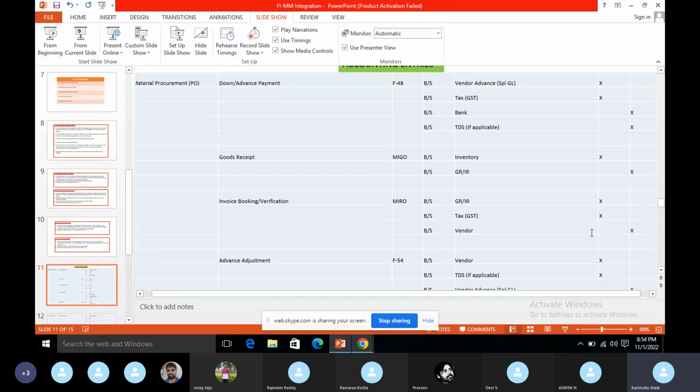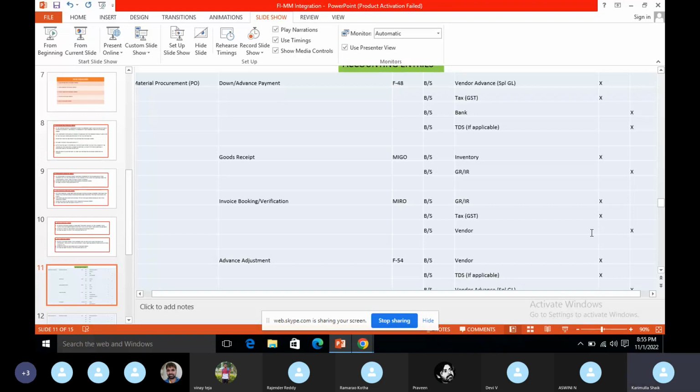vendor advance special GL account will be debited. If you have any GST, that will be debited. Bank account will be credited. And if you have any TDS to that particular vendor, if applicable, that will be credited. For goods receipt, the T code is MIGO, and the entry is inventory account debit to GRIR clearing account. Here, if you have any GST, that will be debited. Invoice booking or invoice verification, the T code is MIRO, and the entry is GRIR clearing account debit. Again, if we have any GST, that will be debited. Vendor account will be credited.